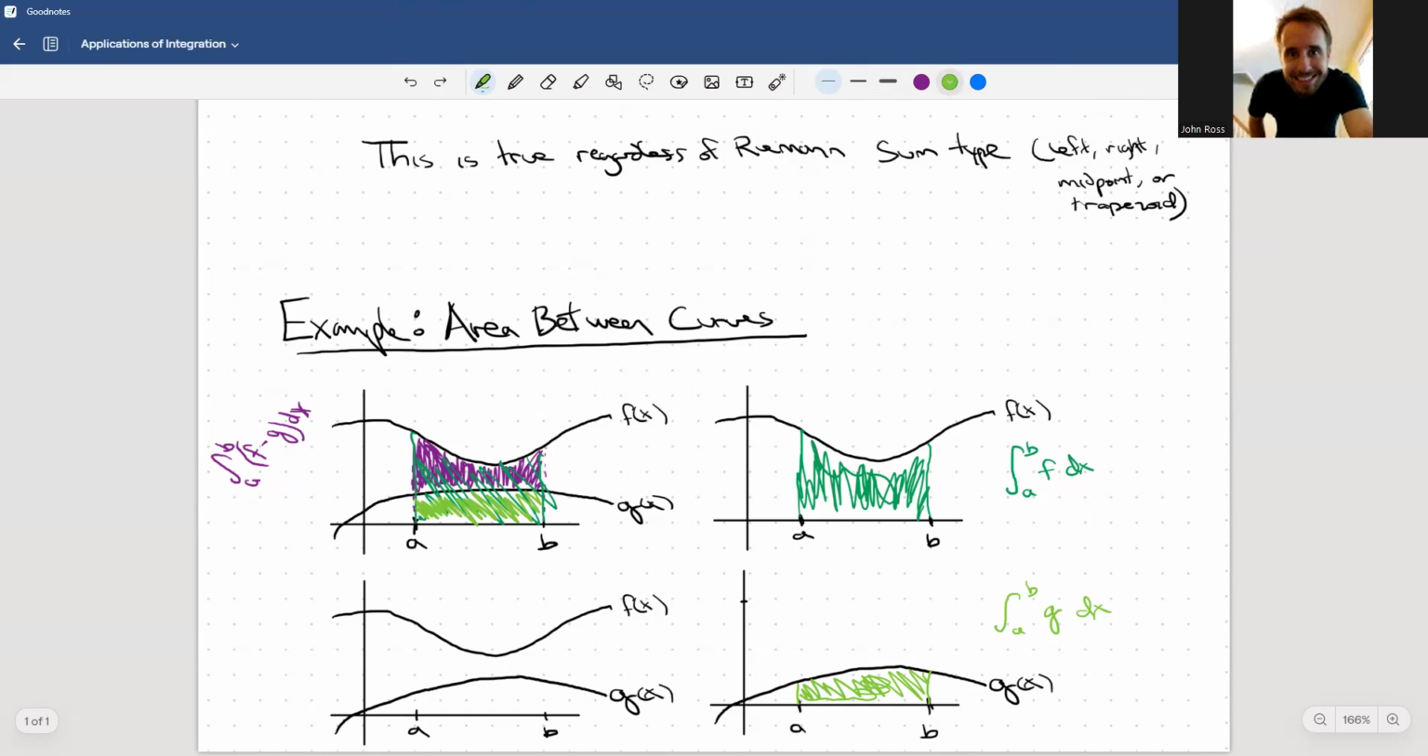And so it's the big dark green area minus the smaller light green area gives us exactly this purple area. So of course, for that purple area, it should be the integral of f minus the integral of g, which can be written as the integral of f minus g. So of course, this is the right formula. This is what we expect to see here.